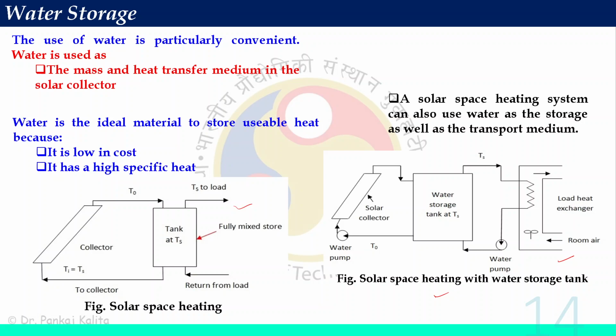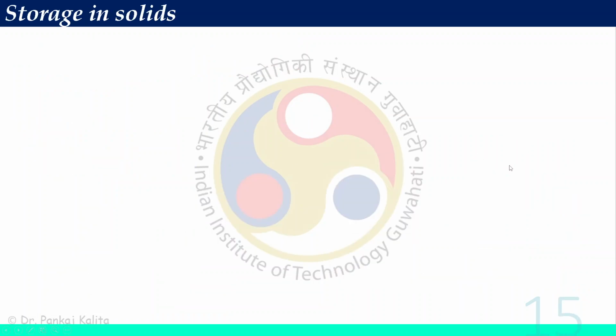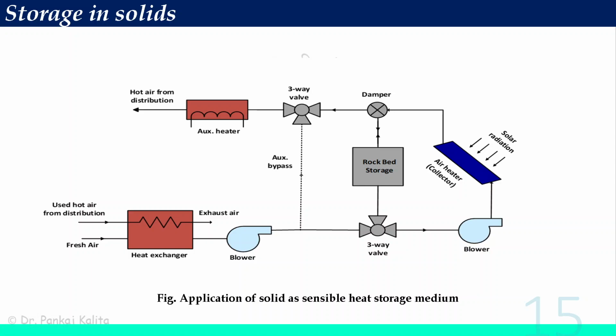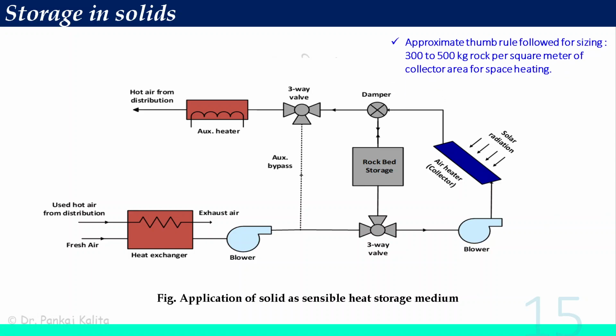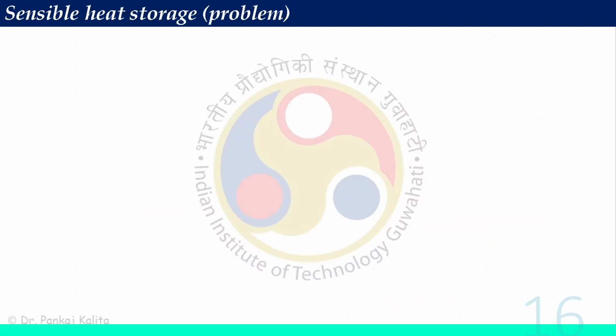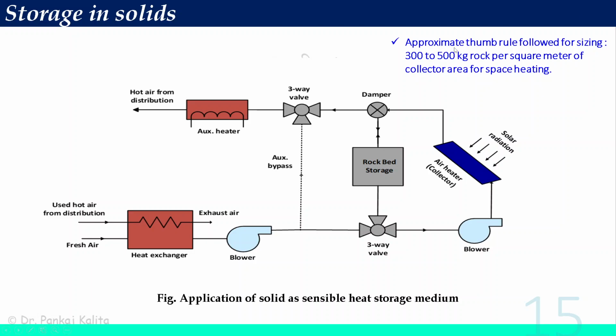So that is why you see a lot of storage systems based on water. It is low in cost, water is easily available, and it has a high specific heat. Low temperature space heating can also use water as both the storage and transport medium. You have to remember this approximate thumb rule: if you don't know anything, 300 to 500 kg per square meter of collector area is referred to as the basic storage.